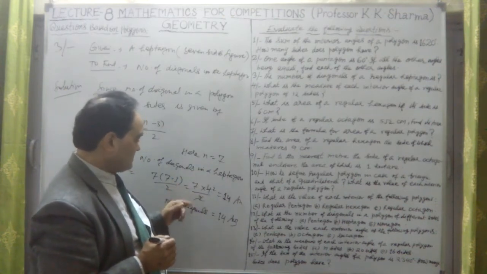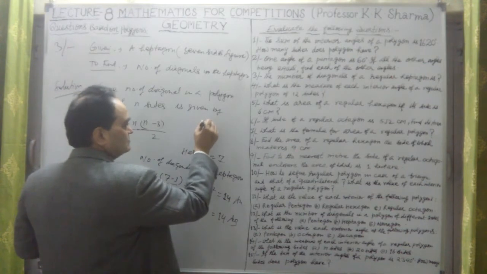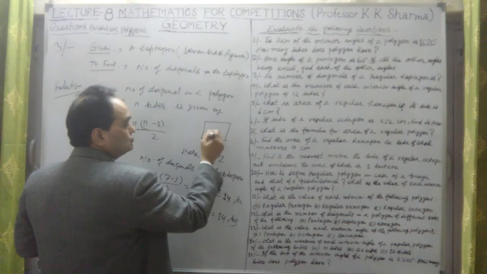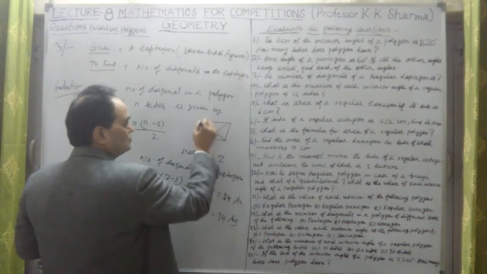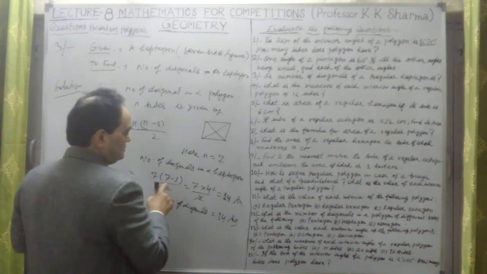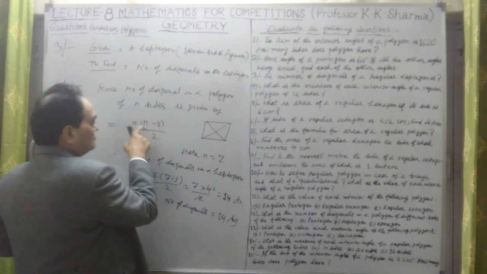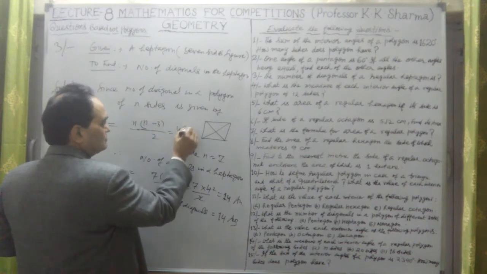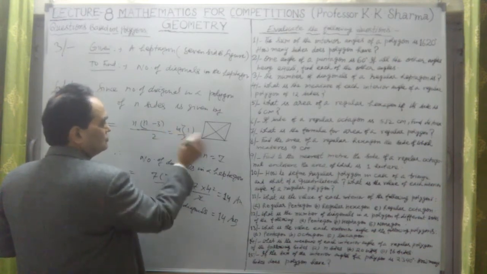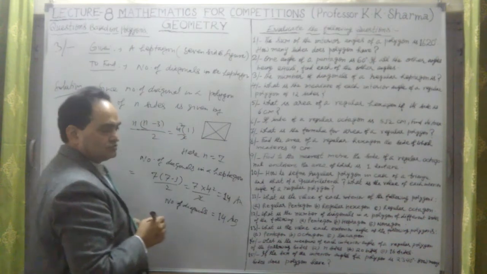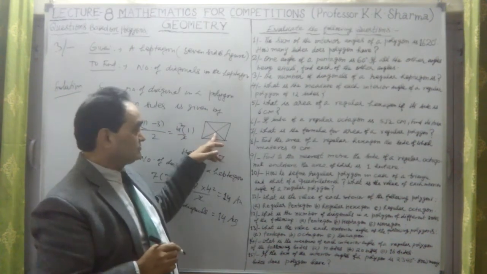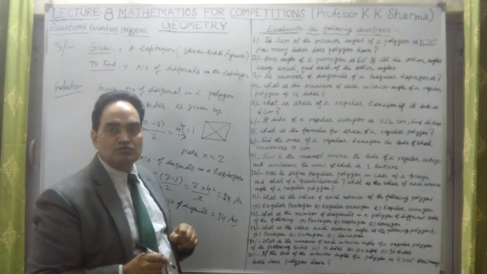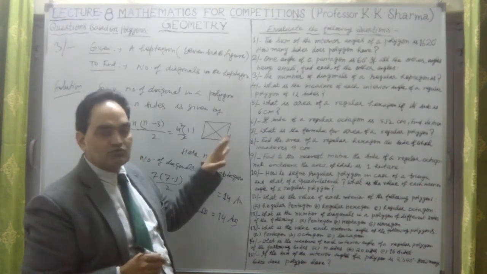We put in the formula. For example, if I take a quadrilateral, we know that in a quadrilateral there are only 2 diagonals, 1 and 2. So if I put n as 4, 4 into 4 minus 3 means 1, upon 2, 4 upon 2, only 2. This is exact. So the number of diagonals in a quadrilateral is 2.